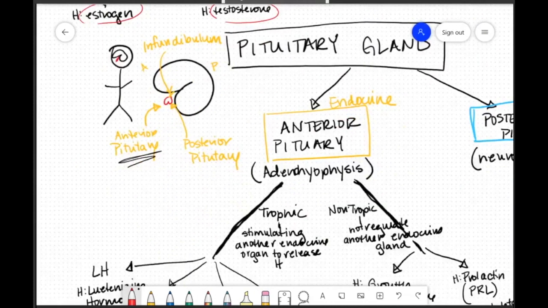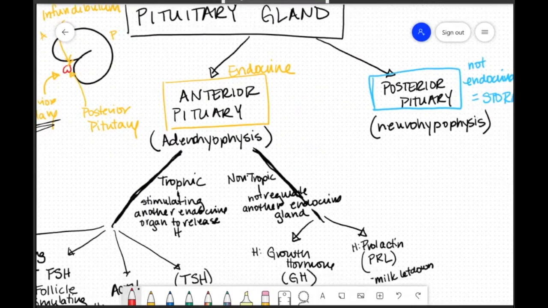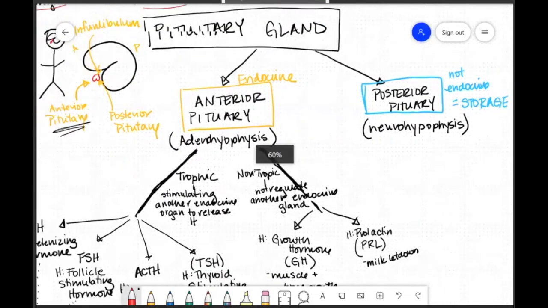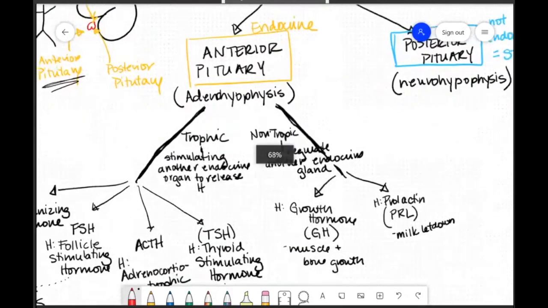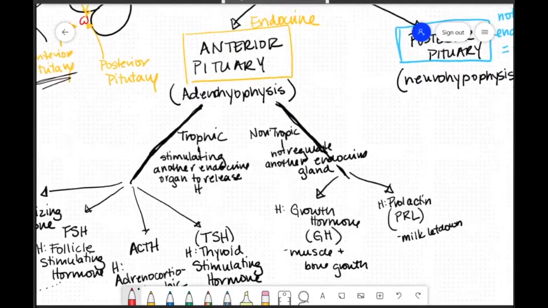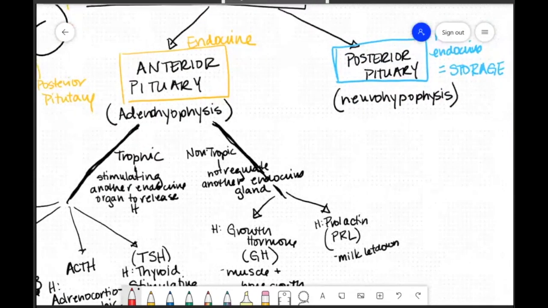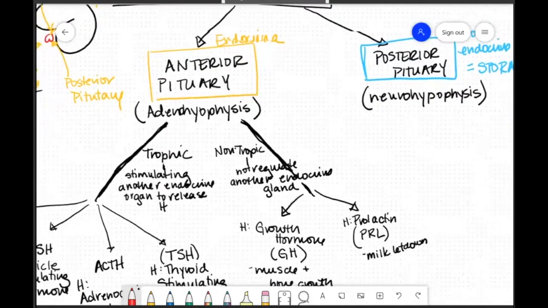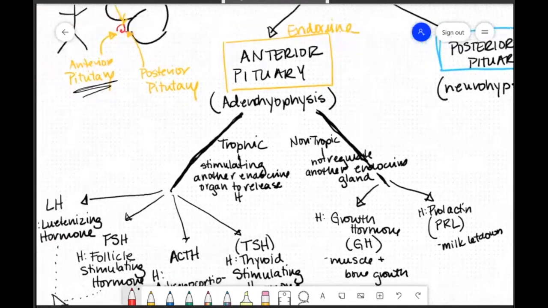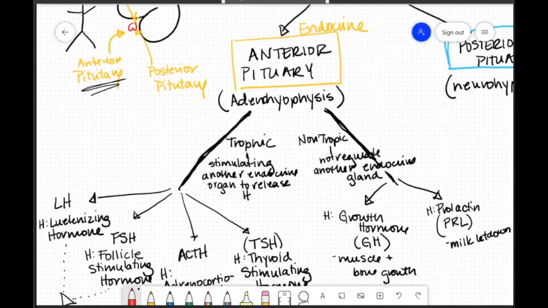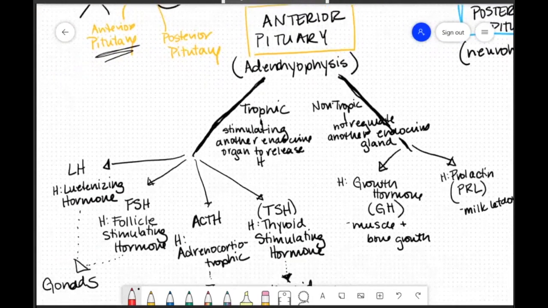And then we talked about the pituitary gland. So technically the pituitary gland is made up of a structure that is an anterior and a posterior. Anterior is called the adenohypophysis, whereas the posterior is called the neurohypophysis. The posterior is not an endocrine gland. It is just responsible for storage of hormones. It does not produce them. Whereas the anterior pituitary will produce and then release these hormones.